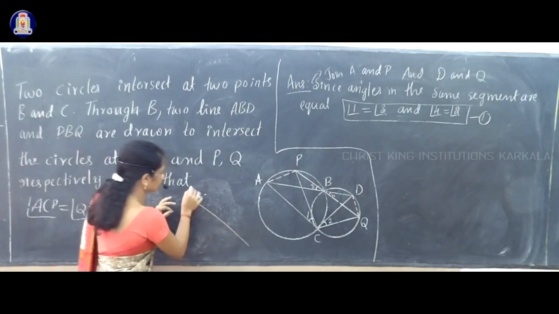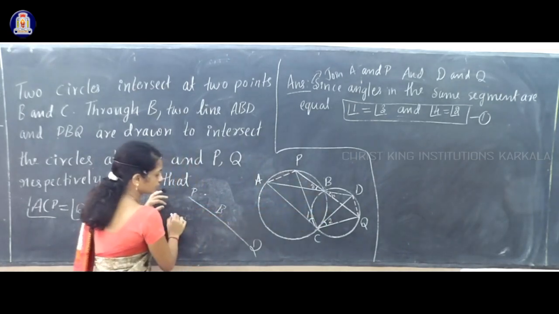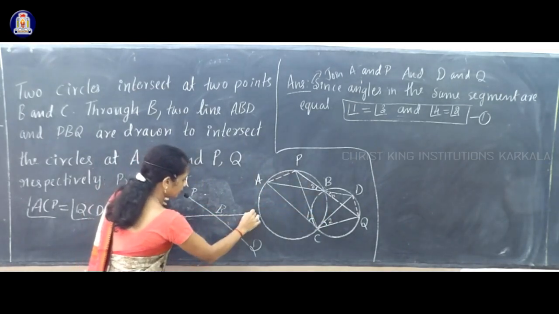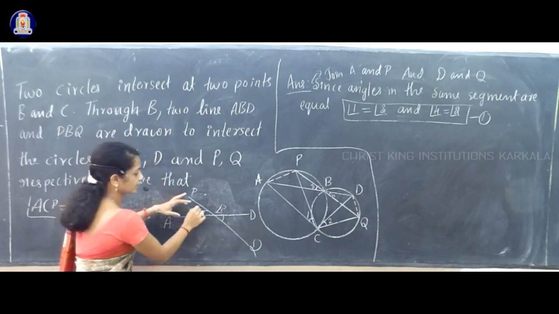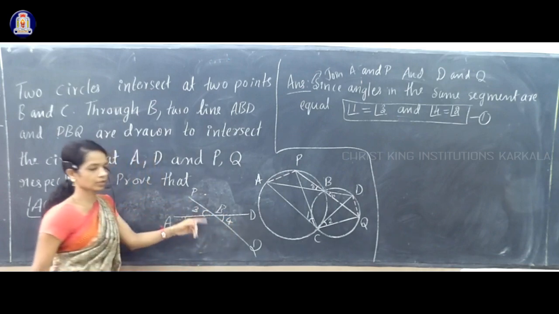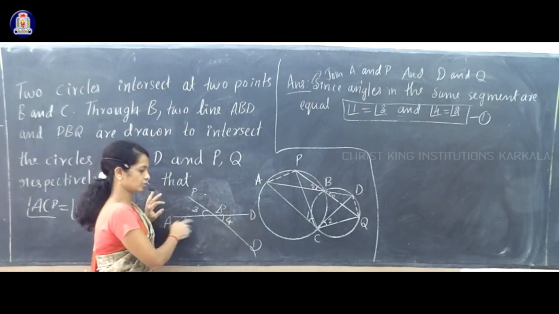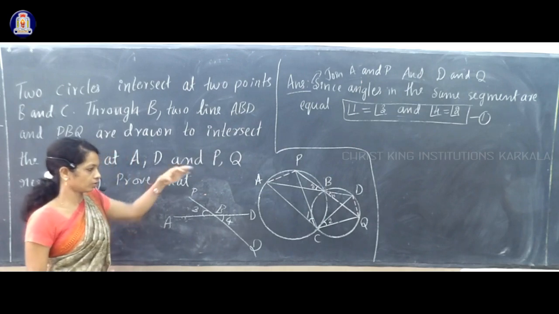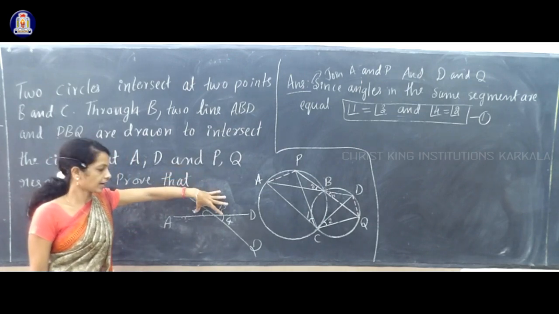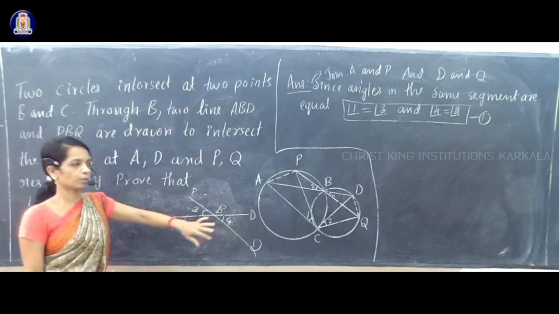You have PBQ line like this, okay, PBQ line, and here you have ABD line like this, okay, and here you have angle 3 and angle 4. You can see these are two angles as if two lines intersect each other at a point, then vertically opposite angles are equal. So we can write angle 3 is equal to angle 4. Why? Because they are vertically opposite angles.